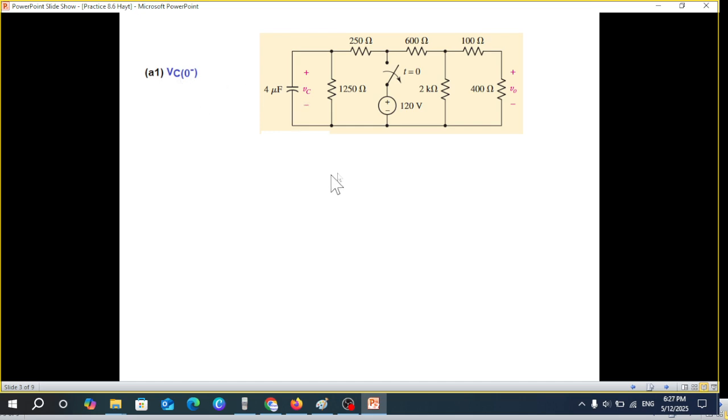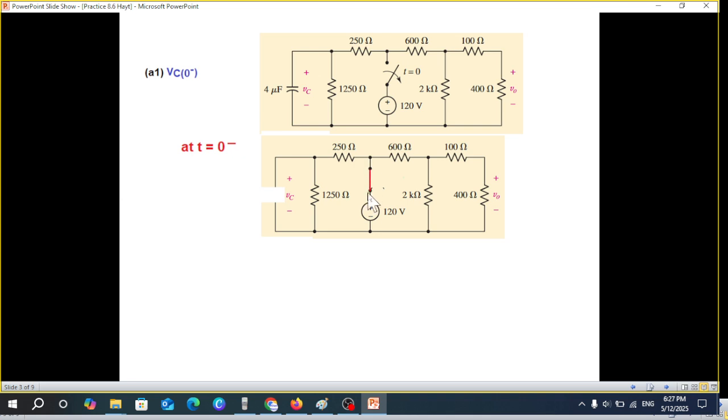Now at time less than 0, this switch is closed because it opens at t equal to 0. So our circuit will now be with the switch closed. Also, since this switch is closed for a long time, we assume that the capacitor has been fully charged and it now behaves like an open circuit. So the capacitor is an open circuit.